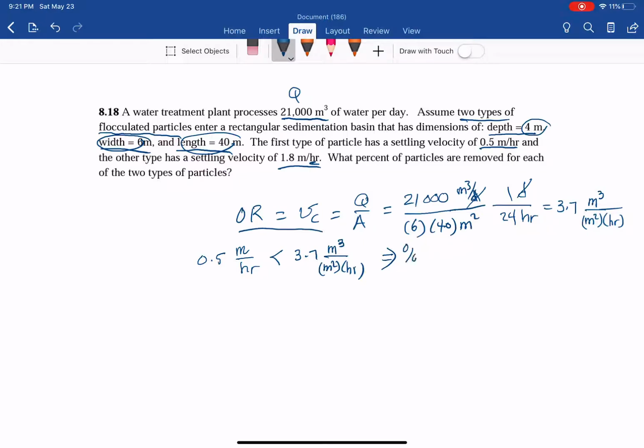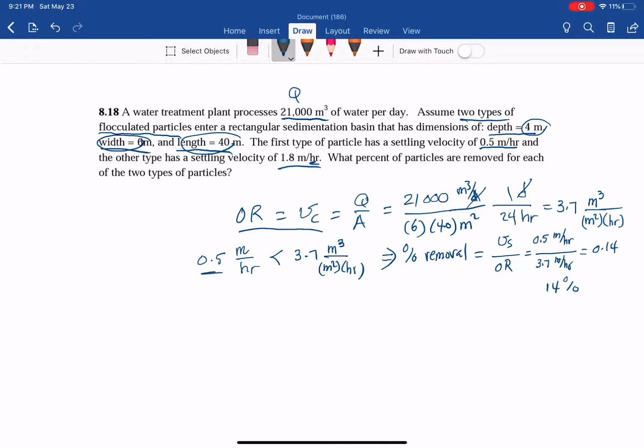Percentage removal of the first particle is equal to the settling velocity of that particle over the overflow rate, or the V critical. So this is 0.5 meter per hour over 3.7 meter per hour, and that would give you 0.14, which means it's 14% removal, because the settling velocity is smaller than the V critical.